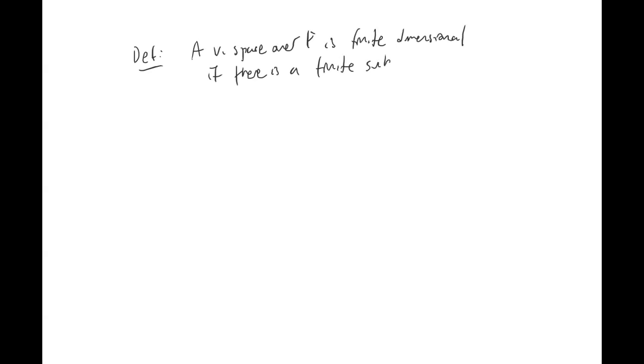So S need not be finite, but a vector space over F is finite dimensional if there is a finite subset of V which spans V. Yeah, so if the set that spans V is finite, then you're finite dimensional.